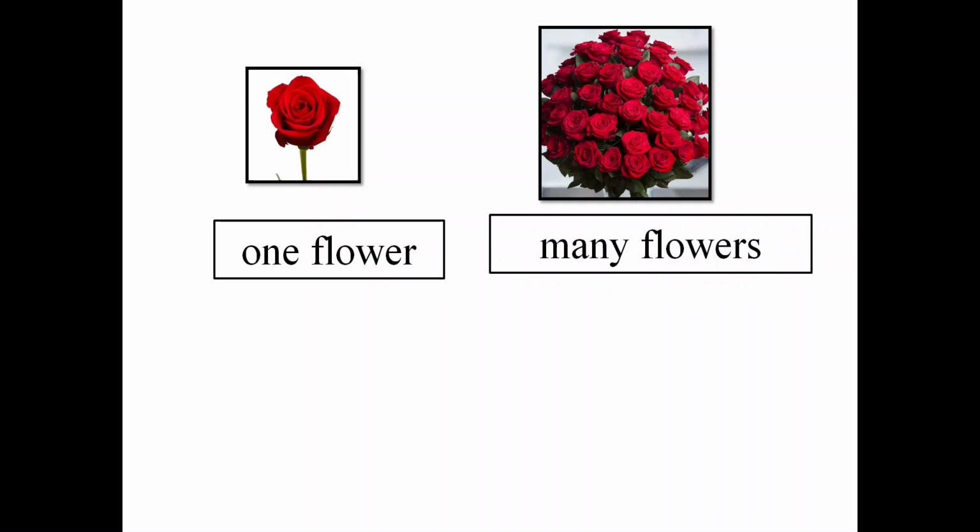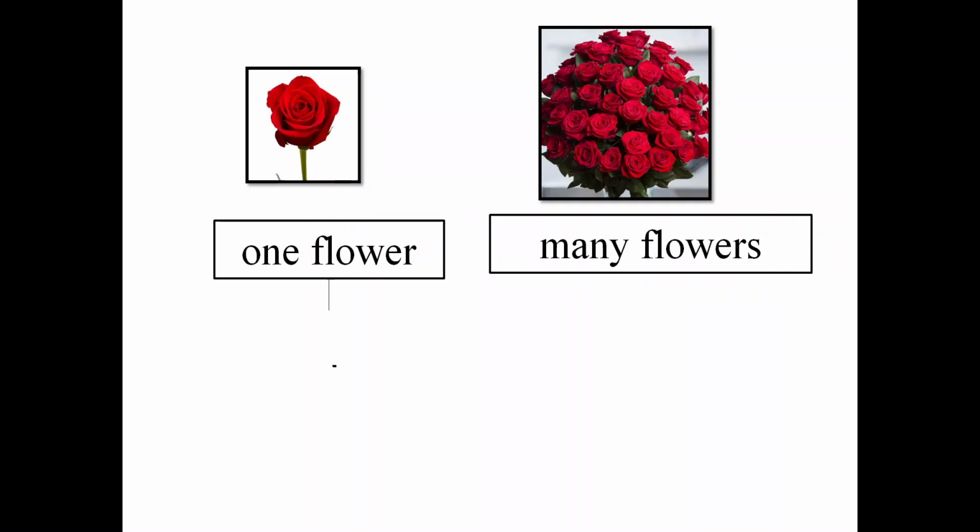For example, if I tell you butterfly, so in your head you will have an image of one butterfly. But if I say butterflies, so in your mind you will have image of many butterflies. So it is very important to use the words correctly.